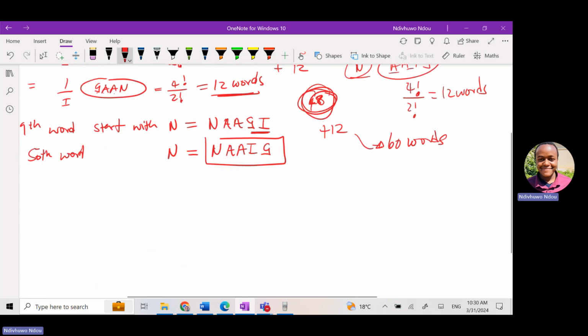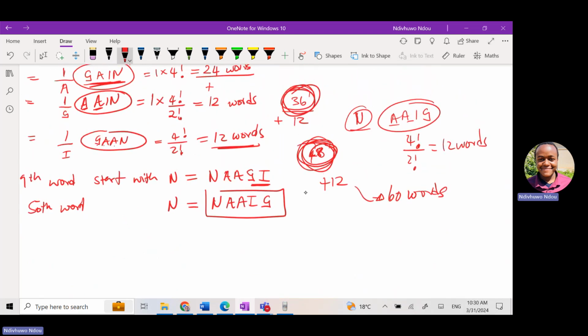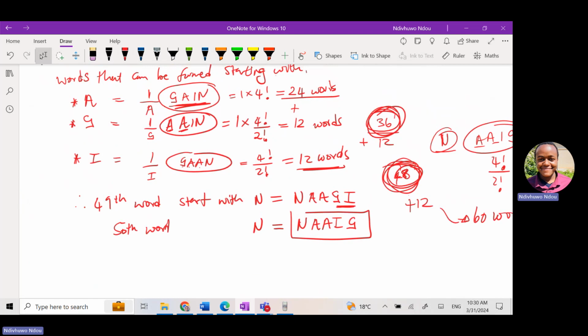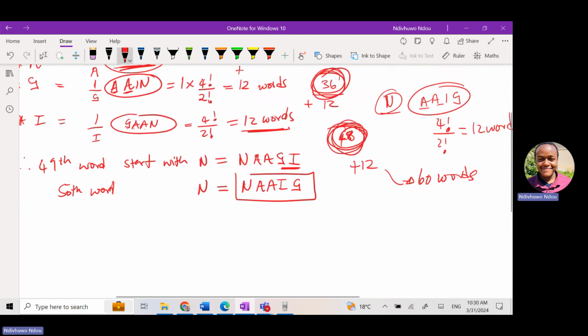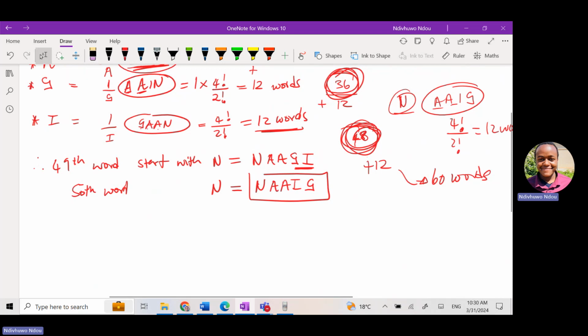Can you see? Just to prove that our answer is correct. 48 words are the addition of those that start with A, G, and I. Then when you go to the 49th word, it has to start with N, because the next one in alphabetical order is N. There are 12 words that start with N, and we are checking which one will be the 50th. So for 49, we just write in alphabetical order: N, A, A, G, I. Then the next one, N, A, A, we just swap to get a different word. Then this will be our 50th word.